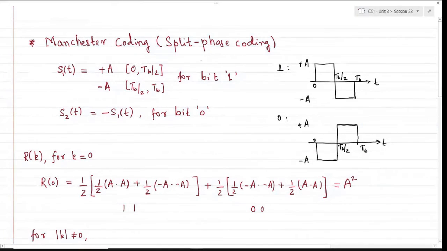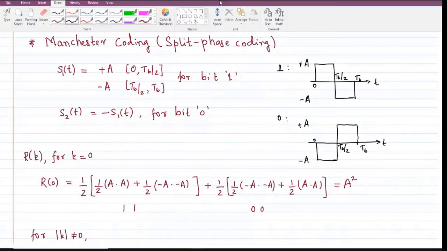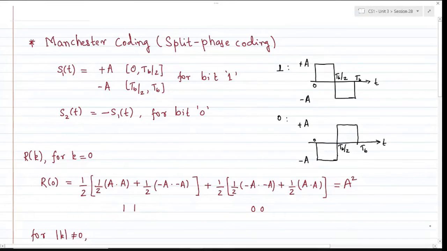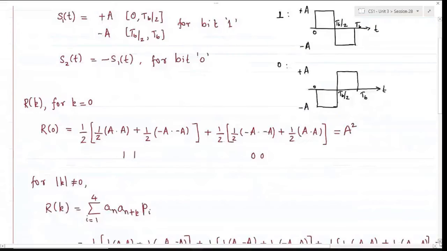The reason for it to be called split phase coding is that it has transitions in between the bit duration. So for bit 1, it goes for half of the duration at plus A, and for the other half of the duration it is minus A, and for bit 0 it is exactly the opposite. You can have it the other way around as well. You can have bit 0 as s1 of t, and s2 of t can be assigned for bit 1. Nevertheless, the performance of this type of line coding scheme will remain the same.